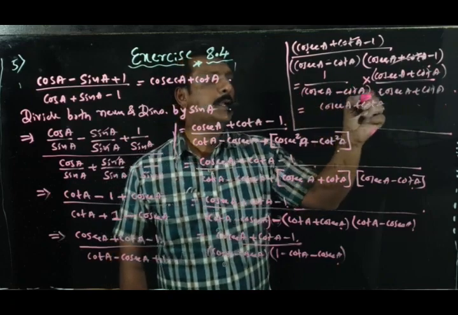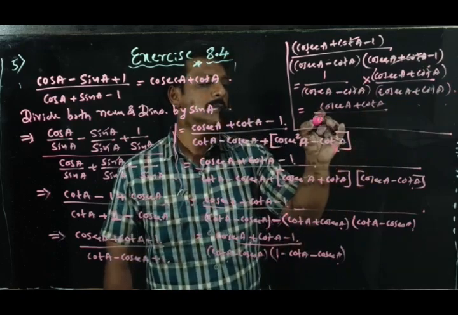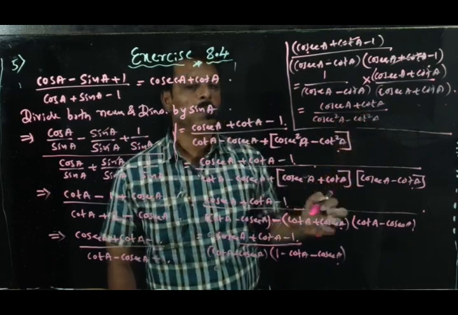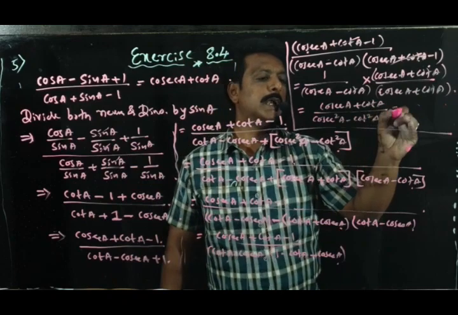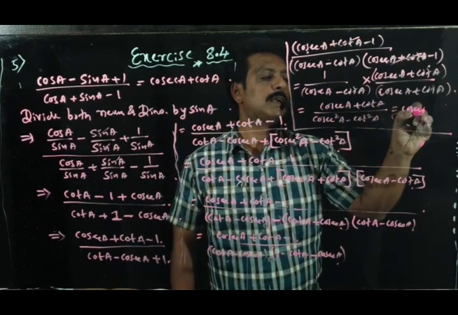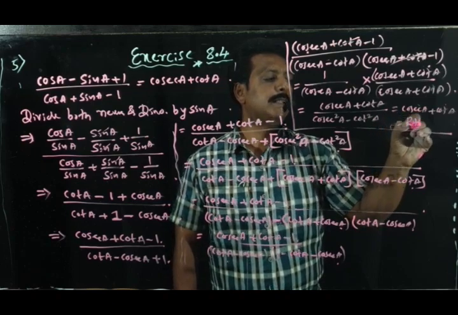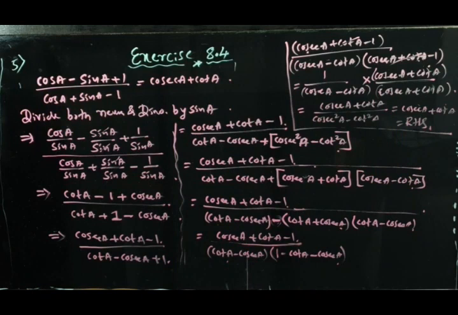A minus B into A plus B is equal to A square minus B square. Then you will get cosec square A minus cot square A. Cosec square theta minus cot square theta is equal to 1. Then you will get answer as cosec A plus cot A, which is RHS. This is end of question number 5.